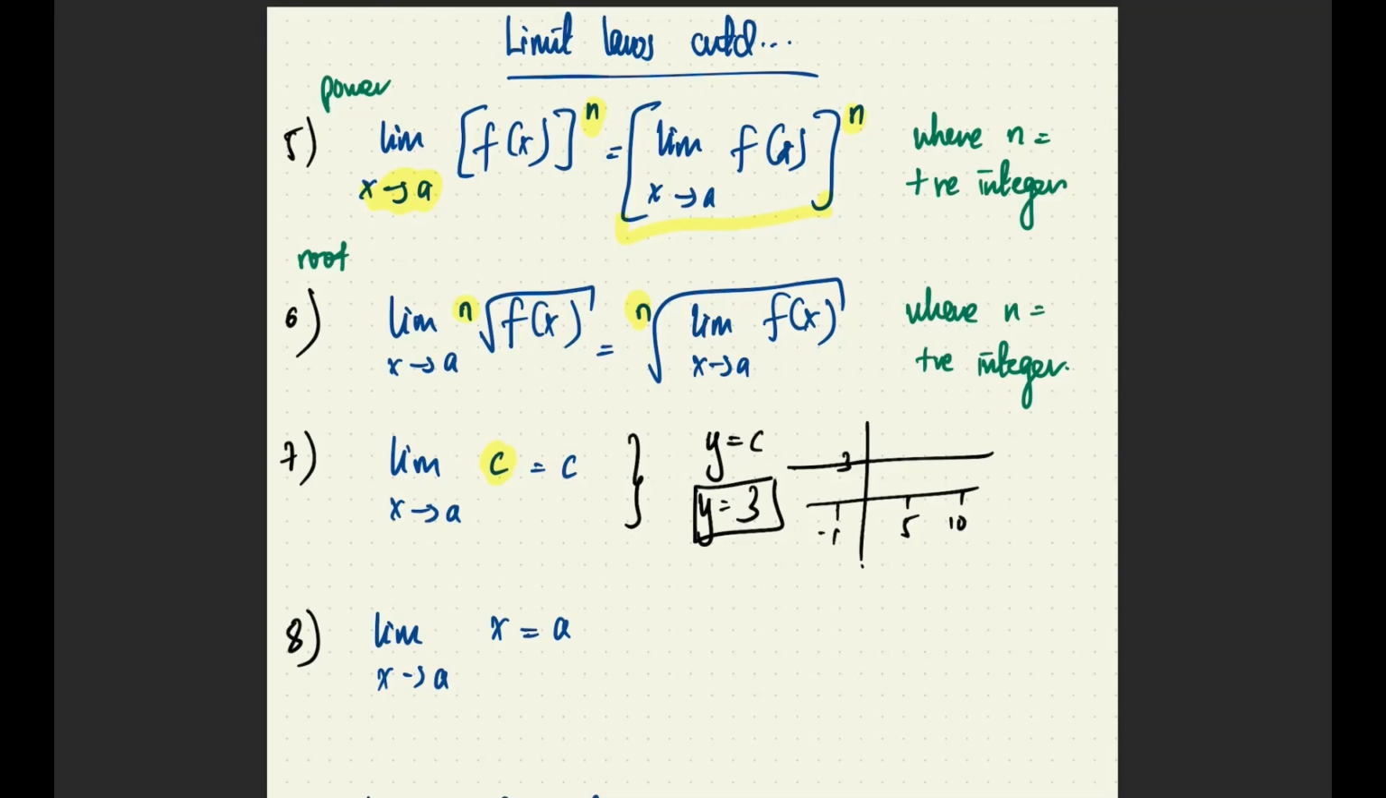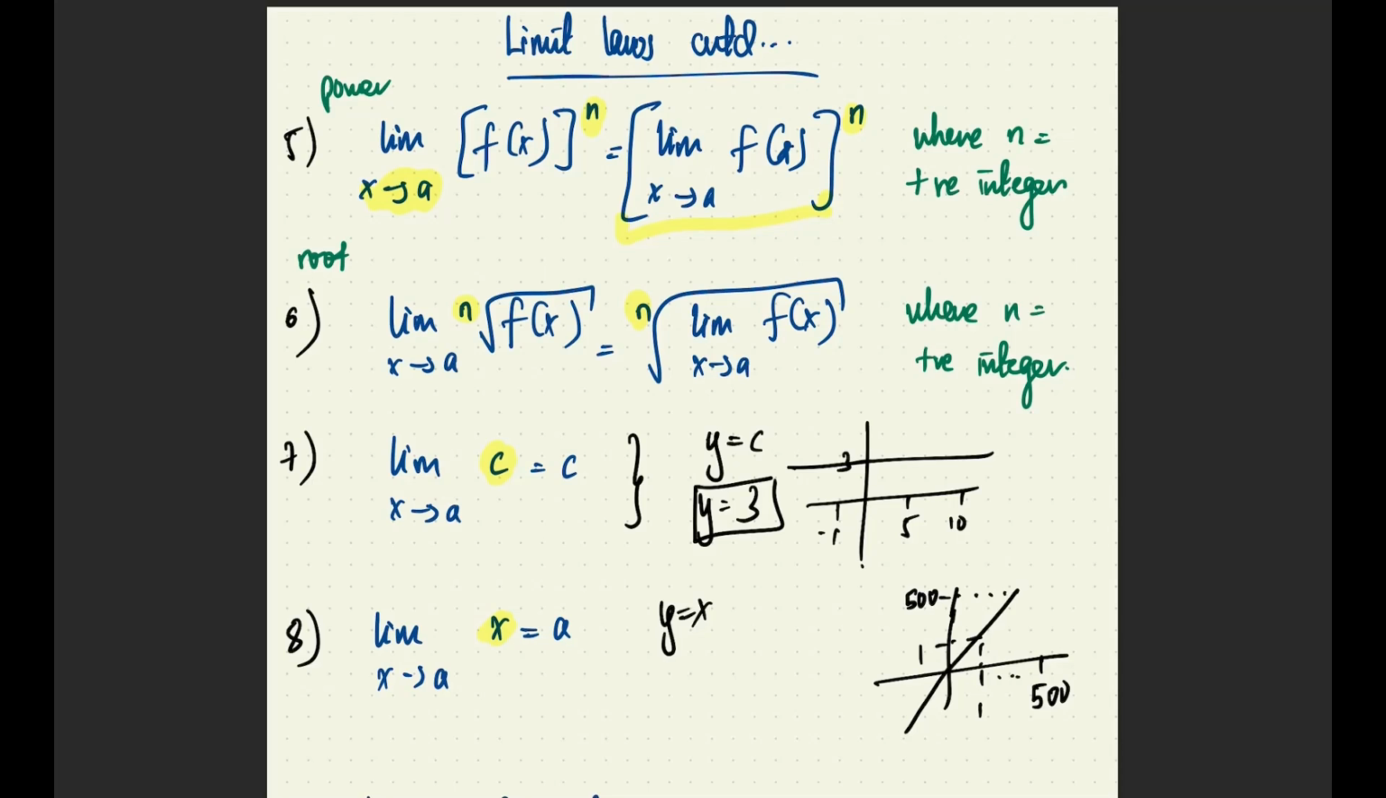The eighth one over here says that the limit as x approaches a number a of x is equal to the same number a. So again, this over here tells us that the function is y equals x. So the graph of y equals x is simply this, right? So the y value is simply whatever the x value is, right? So when x is 1, y is equal to 1. Okay, when x is, for example, 500, y is also going to be equal to 500.